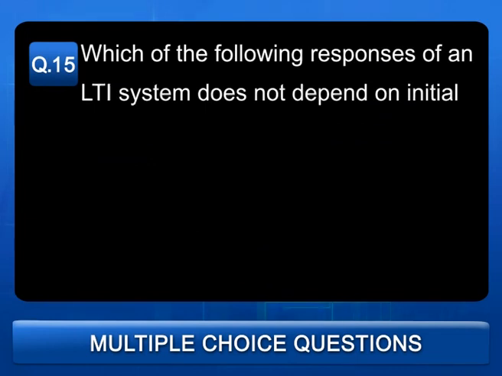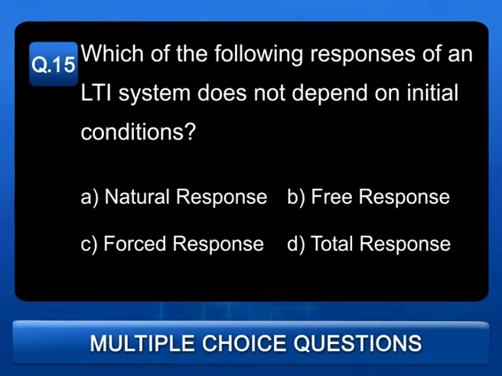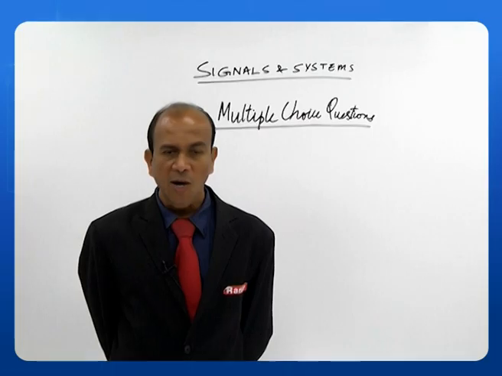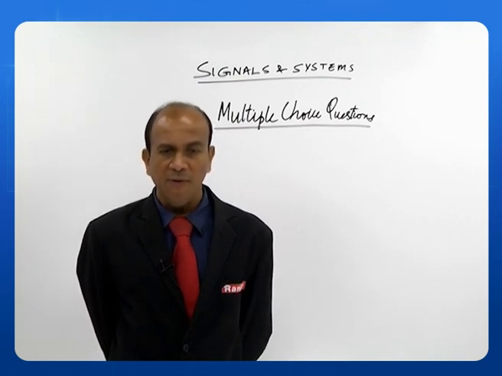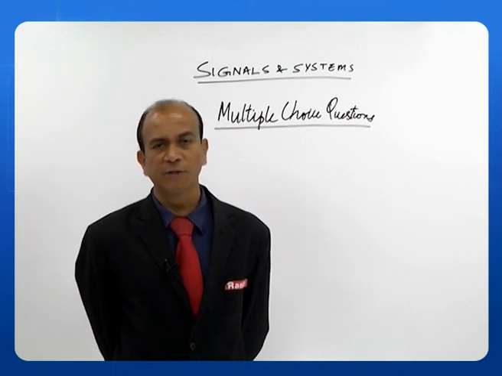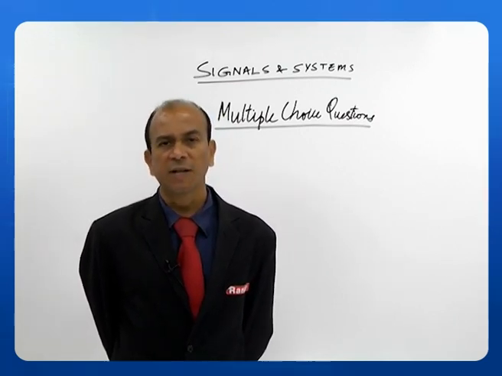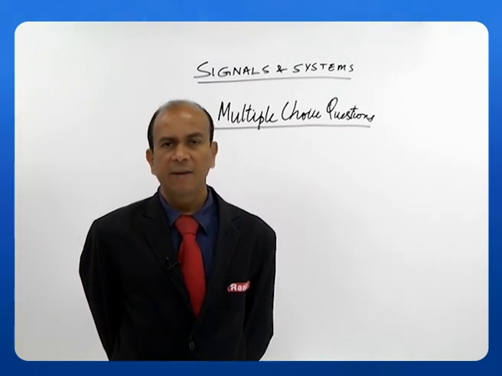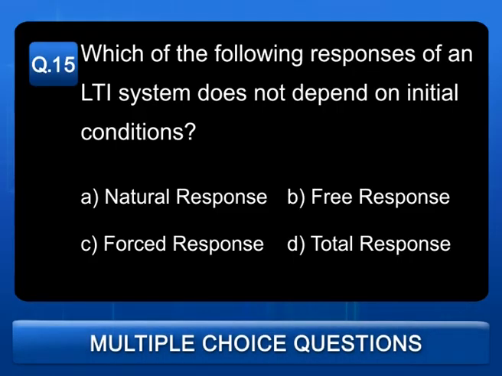Let's move on to question number 15. Which of the following responses of an LTI system does not depend on initial conditions? A. Natural response, B. Free response, C. Forced response, and D. Total response. The answer is forced response. When a forced response is there, it does not depend on initial conditions, whereas natural or free or total response does depend on the initial conditions also, except the forced response. So the answer is C.